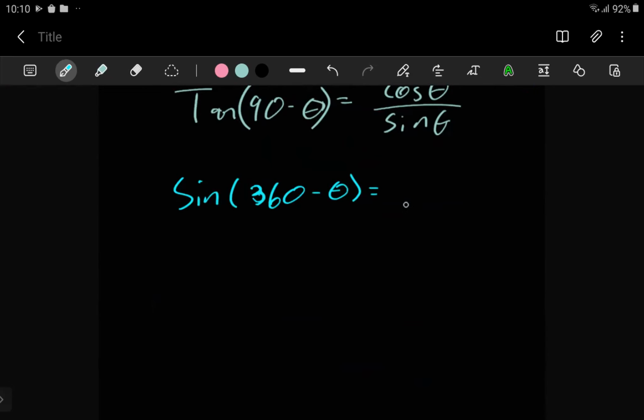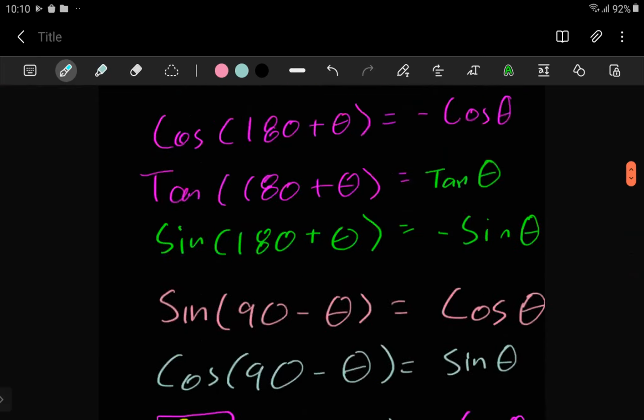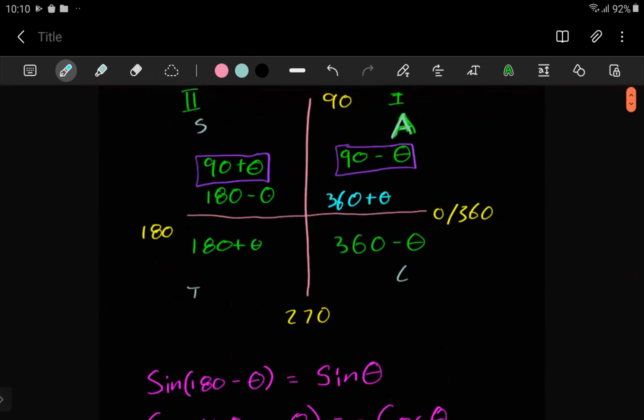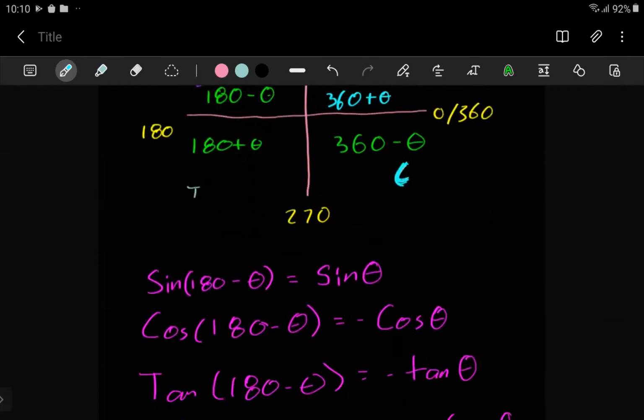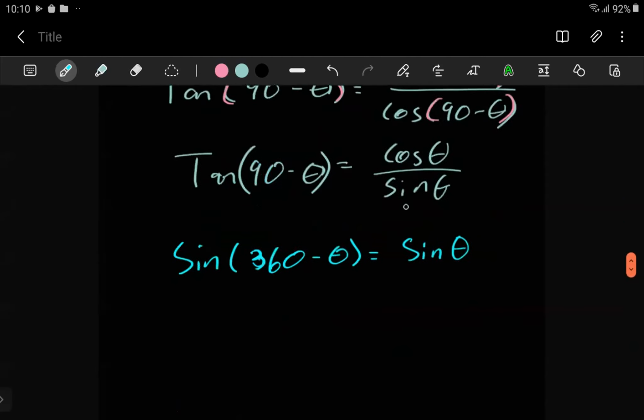Does it change to a cos, or is it still going to be a sine? It's still going to be a sine. And then is it a plus or a minus? Minus. And why is it a minus? Because only cos is positive between 360 and 270. Yeah. So that's why you put a minus here.